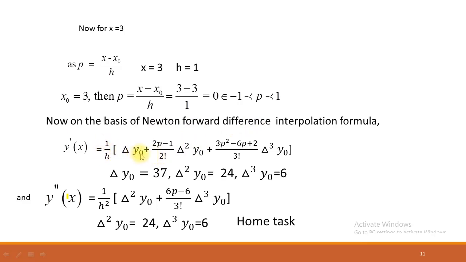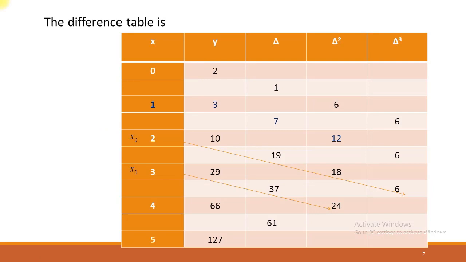This is the first order derivative: 1 over h into delta y naught plus (2p minus 1) divided by 2 factorial delta square y naught plus (3p square minus 6p plus 2) divided by 3 factorial delta cube y naught. To target the values of delta, delta square and delta cube corresponding to y naught, come back to the table.